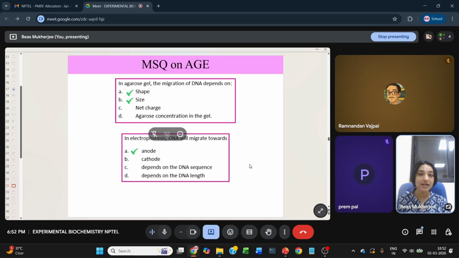Okay. So the answer that is provided to us is shape and size of the DNA. In agarose gel, the migration of the DNA depends upon the shape and size of the DNA, and the rate of migration depends upon agarose gel concentration. Okay, so if the agarose gel concentration is very high, then the pore size will be smaller, and so the resolution will change based on that. Okay, the rate of migration, so all the DNA molecules will get affected in the same way. And for the second question, it is very straightforward. It is definitely an anion. It is going to migrate towards the anode.